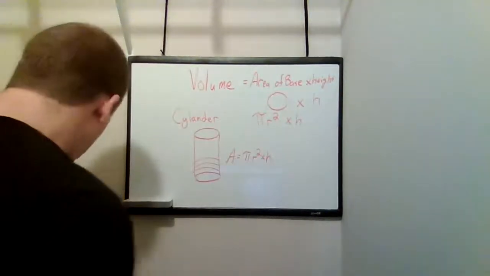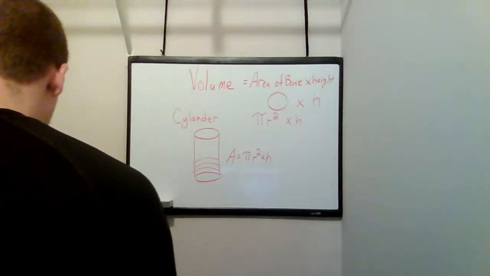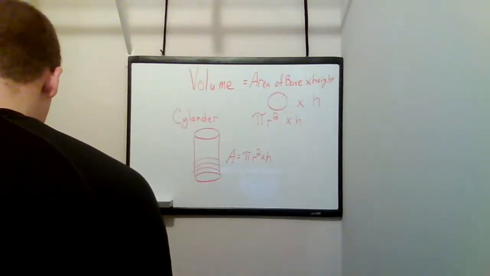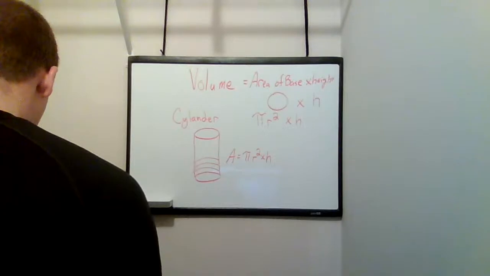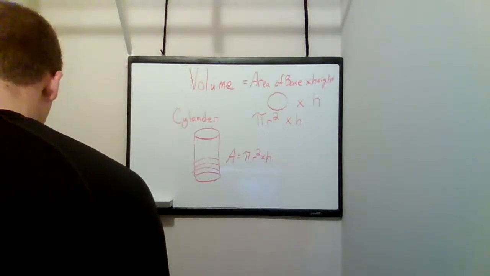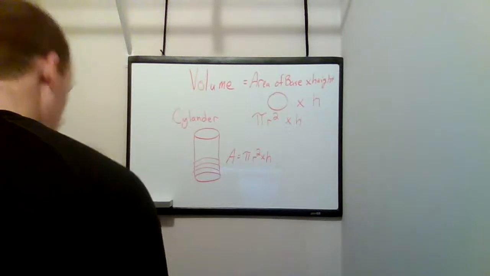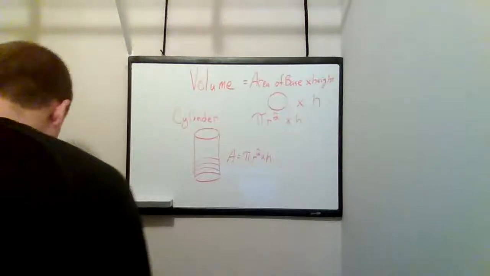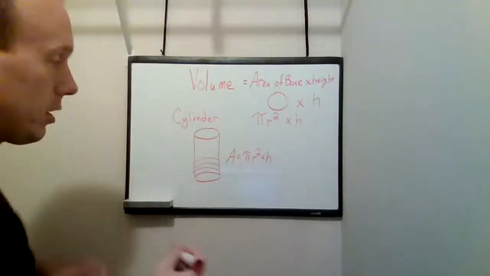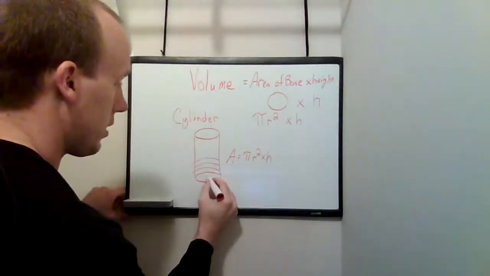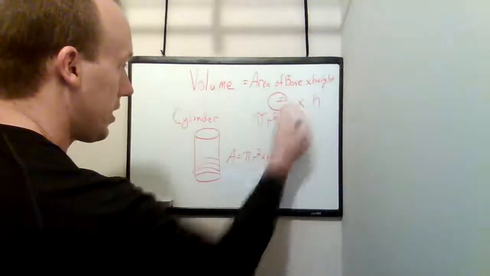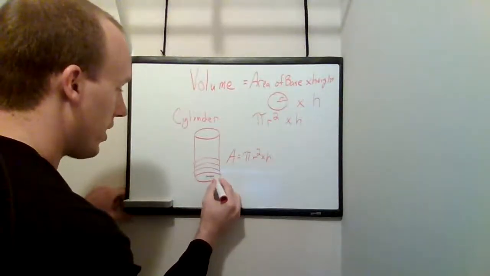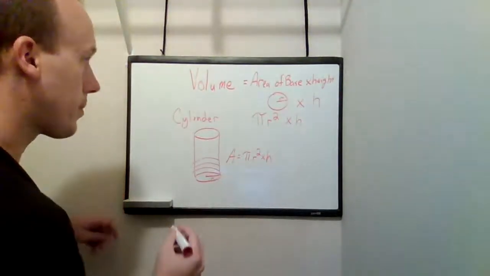And this is called a cylinder. I might have spelled that wrong. Let me do a quick check. Yep, it's an I there. All right, cylinder. All right, so then I would take my radius, which on the circle, this is my radius. So on the cylinder, this bottom is the radius.